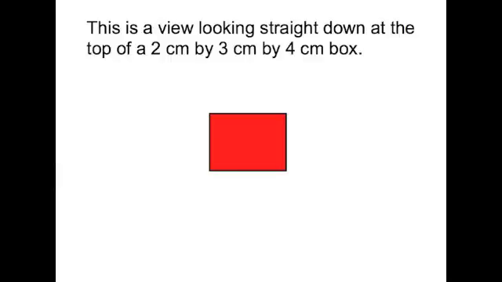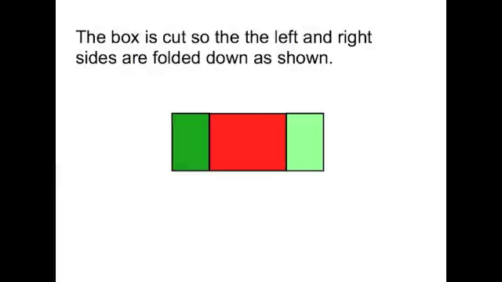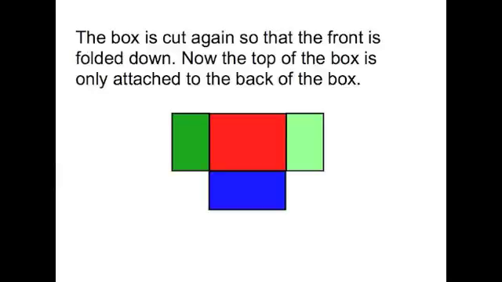Well, here is such a box looking straight down from the top so that all we can see is the top. And our box is 2 centimeters by 3 centimeters by 4 centimeters. The top is 3 centimeters by 4 centimeters. Well, we can take a box like that and make some cuts and unfold the left and the right sides as shown here. We make another cut and we unfold the front.